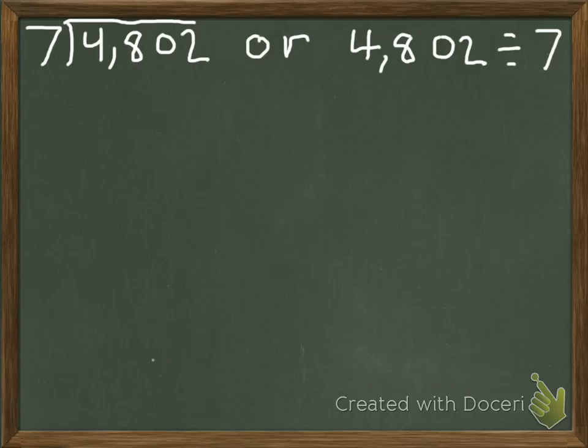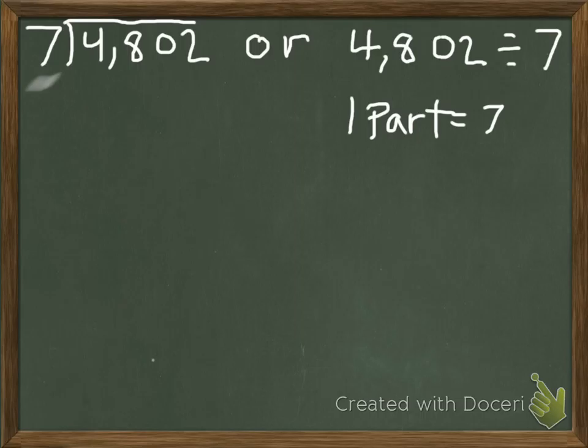So let's get started. First of all, we have to look at the number 7 because we're looking at 7 parts for 4,802. 4,802 is to be divided by 7, it's to be broken into 7 groups. So if I know this, I'm going to say one part is equal to 7.